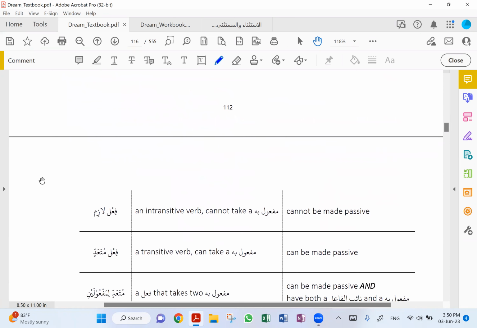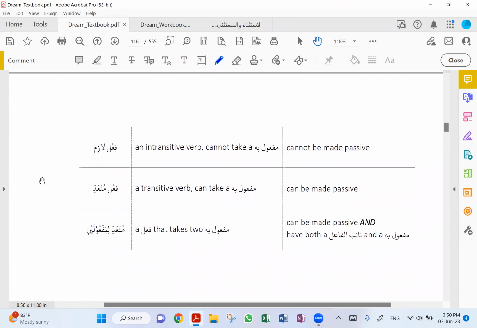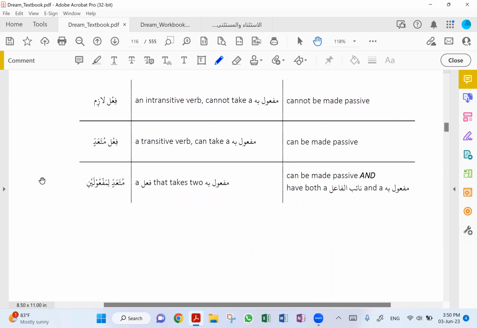Right. And of course we talked about fi'al lazim. It cannot take a maf'ul bihi. Muta'addi takes a maf'ul bihi. Muta'addi bi maf'ulin takes two maf'ul bihis. And it can be made passive, and have both a na'ibul fa'il and a maf'ul bihi. So remember, it takes two maf'uls, right? One maf'ul is going to become the na'ibul fa'il, and the other maf'ul is going to remain a maf'ul bihi. So this is the only case in which you can have a passive with both a na'ibul fa'il and a maf'ul bihi.